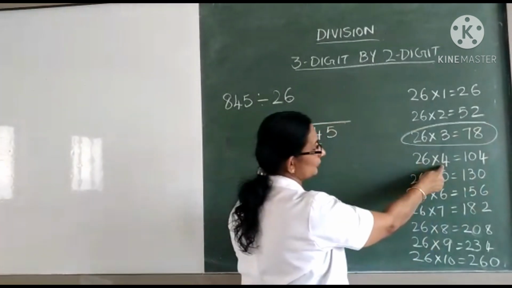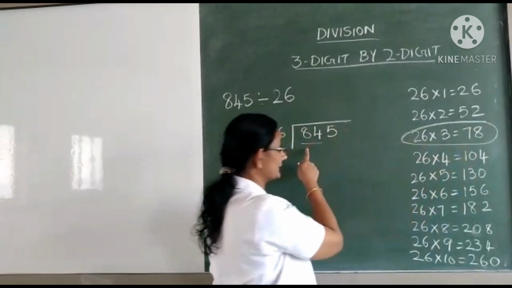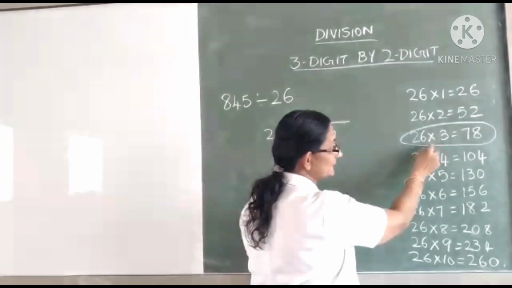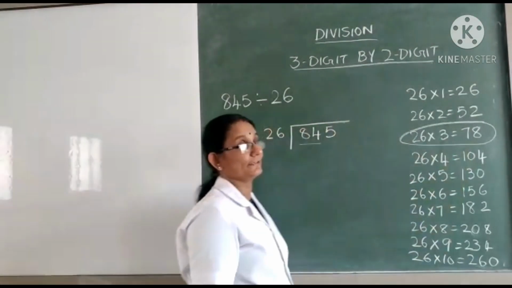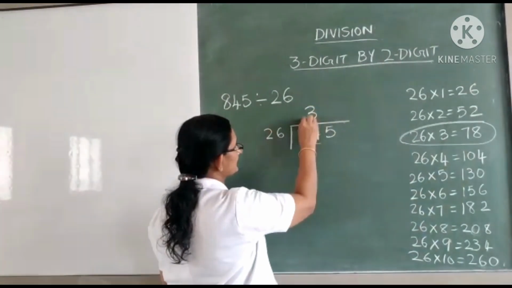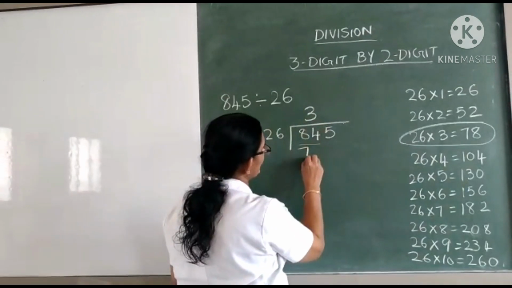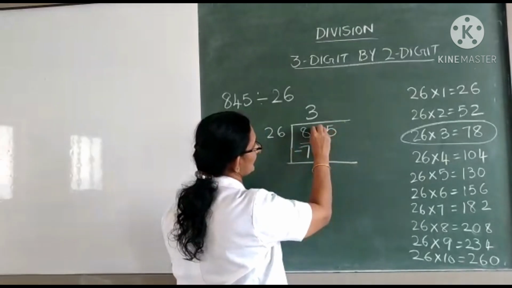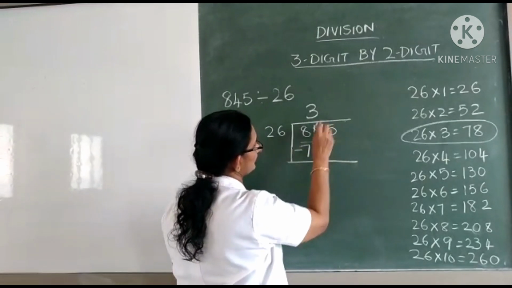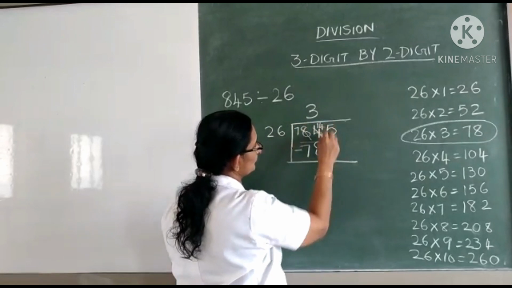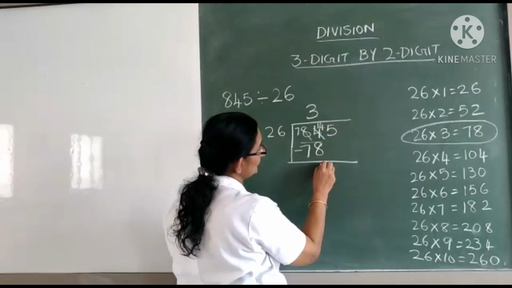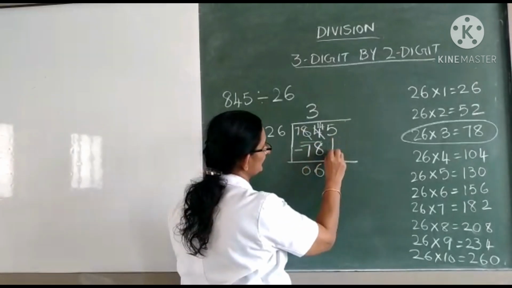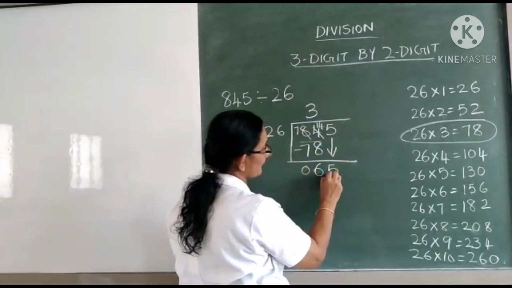Because 26 into 4 is 104, but it is greater than 84. So, you have to consider 26 into 3, which is equal to 78. Now, let us subtract. 14 minus 8 is equal to 6 and 7 minus 7 is equal to 0. Then, bring down the next number.